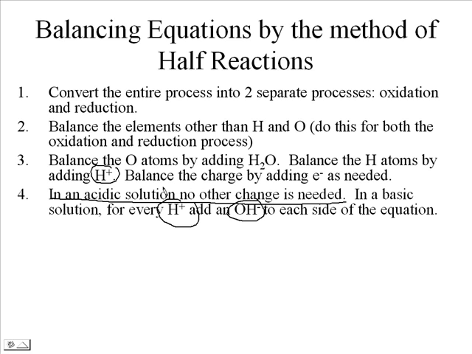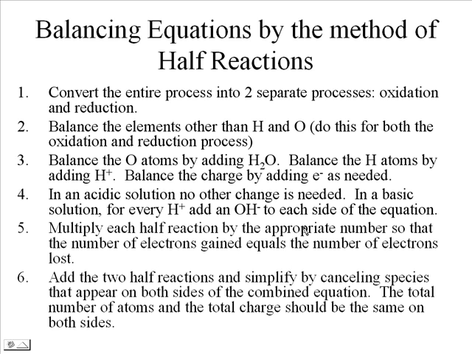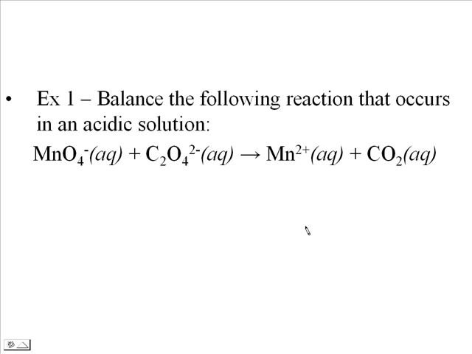And so basically what you're doing is you're going to be turning the side that has the H pluses into waters, and you're going to be adding OHs to the other side of the equation. And then the number of electrons gained has to equal the number of electrons lost, so you have to multiply each equation by an appropriate number so the electrons come out to be the same. Then you just add the two equations together, and everything should cancel that needs to be canceled, and then you have your balanced equation. This is much more involved than simply balancing a regular old equation. So let's take a look at it, huh?